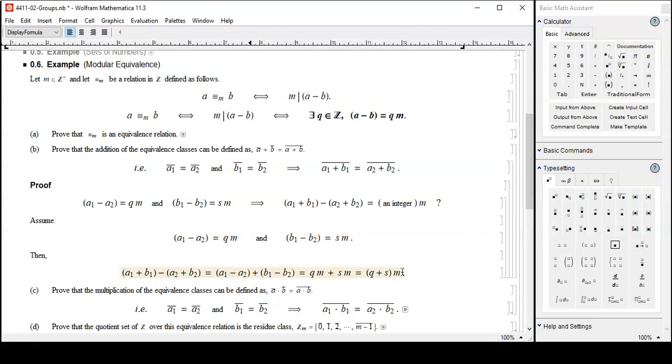What do you get? Rearrangement, a1 minus a2 plus b1 minus b2. The first is qm, second is sm, so then we get q plus s times m. Yes, we got an integer times m. That completes the proof.